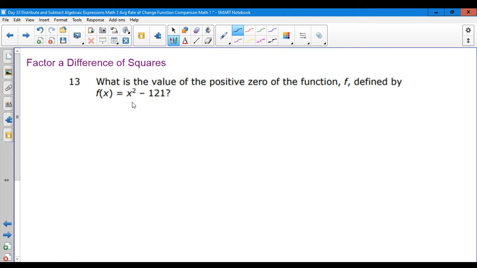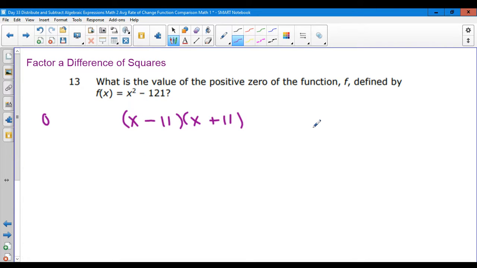X squared is a perfect square term, and 121 is a perfect square term. So when I factor that down, if I can get my pen here, it will look like this. Two binomials multiplied together. The factors of this will be x minus 11 and x plus 11. And I'll teach you how to do that a little bit more later. But you could check this right now.